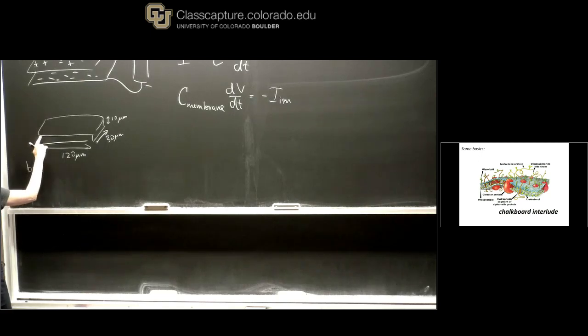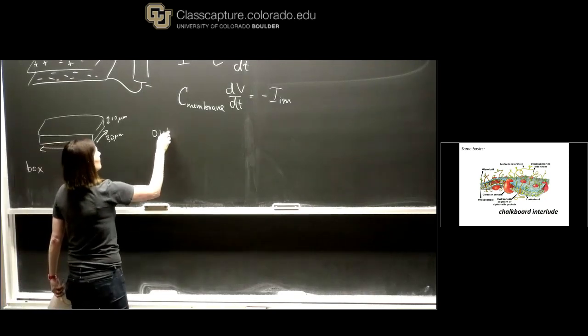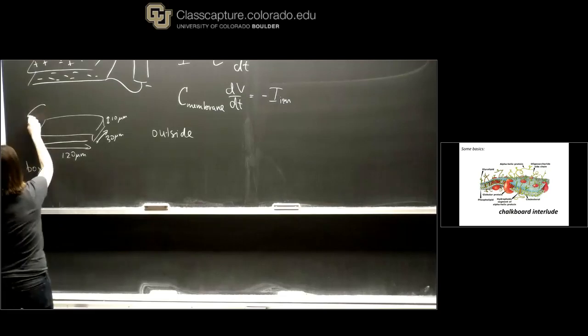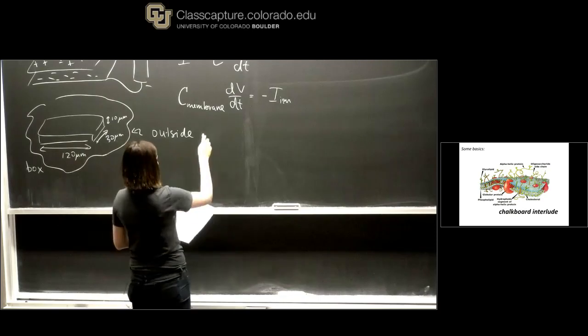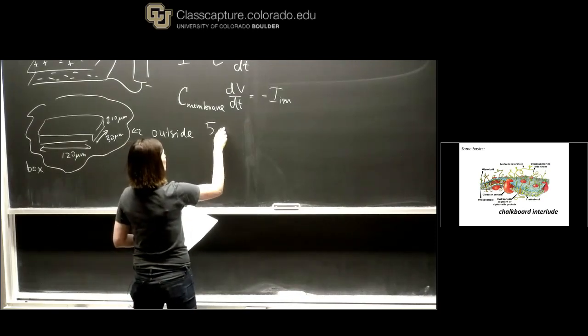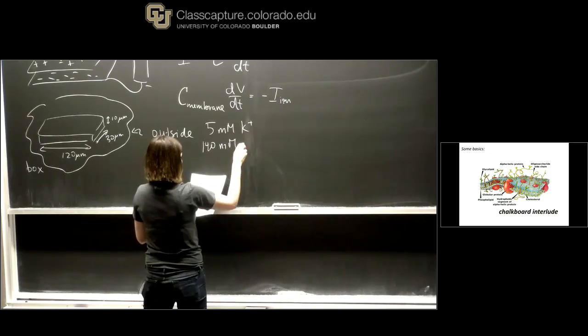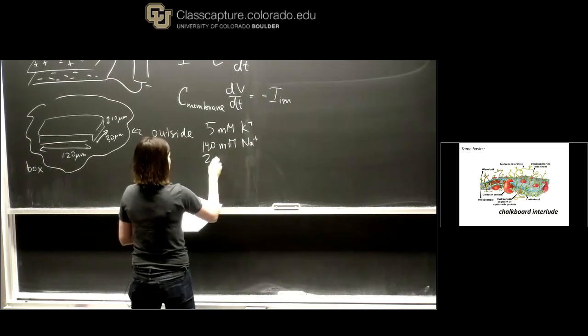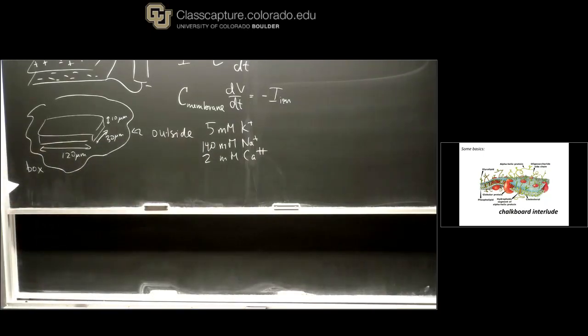Now here, the top surface and the side surfaces, all the sides of this box, are lipid bilayer capacitors. Outside, in a mammalian cardiomyocyte, there is 5 millimolar potassium, 140 millimolar sodium, and about 2 millimolar calcium. Those are some of the ionic species that are really important to neurons and to all kinds of cell signaling.